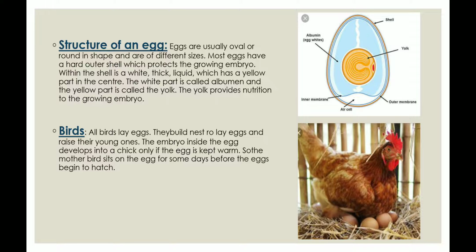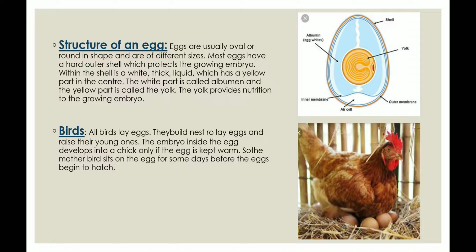Next is structure of an egg. Now we will learn what is the structure of an egg. Eggs are usually oval or round in shape and are of different sizes. Most eggs have a hard outer shell which protects the growing embryo.